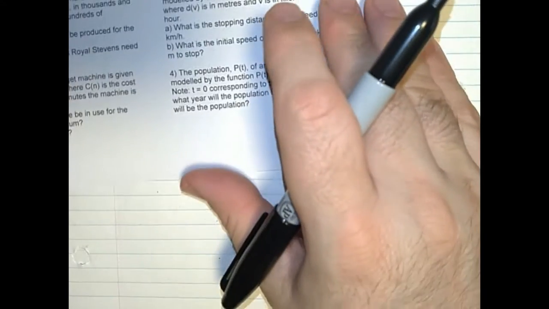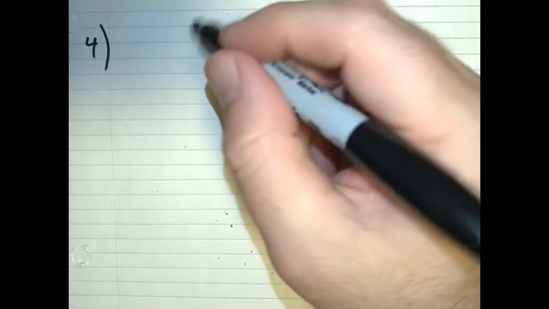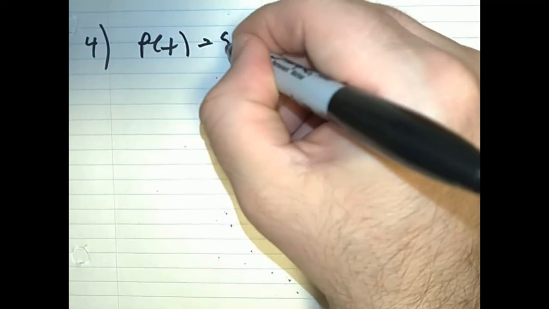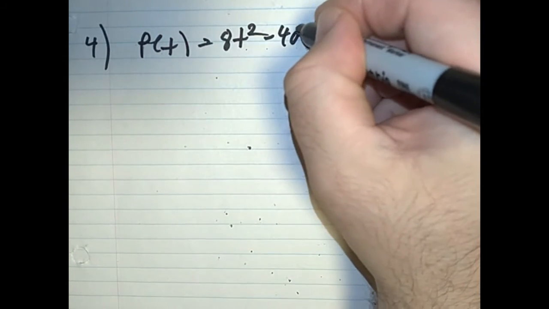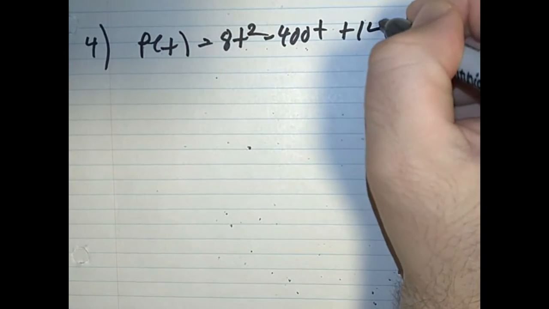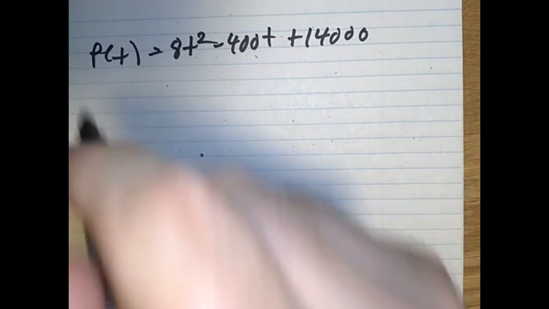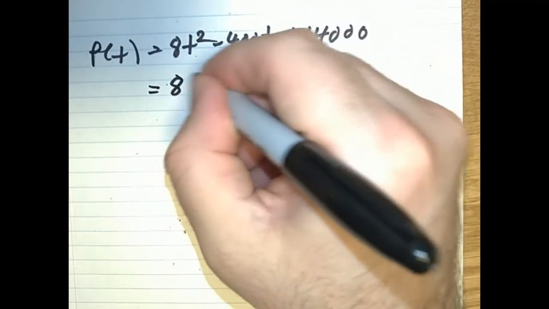The population P(t) of an Ontario town is modeled by this function, where t is 0 at 2000. During what year will the population be the lowest? What will be that population? Lowest, oh, that's a min-max question. We're going to complete the square. Questions are very similar in the book, so if you follow along with these ones, then you should get them in the book. We're going to complete the square because it's the lowest.